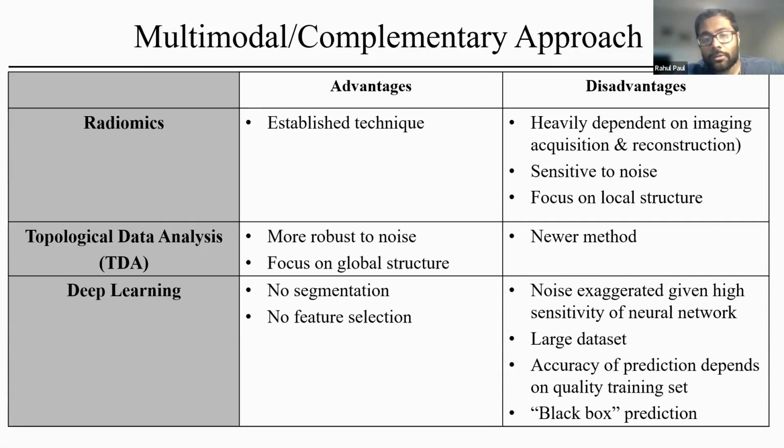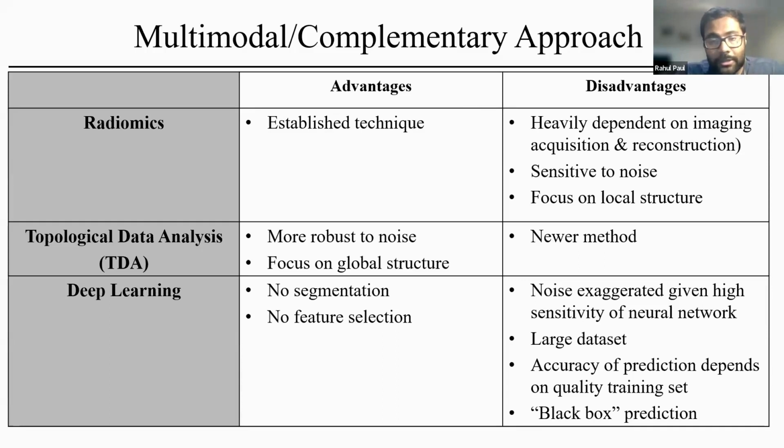Now comes TDA, or topological data analysis. It is usually more robust to noise, and it is more focused on the global structure rather than the local structure provided by radiomics, which is more like texture-based features. But the disadvantage is, even though topological data analysis is old in the algebraic topology or mathematical field, it is newer to statistical data science or image analysis, for that matter.